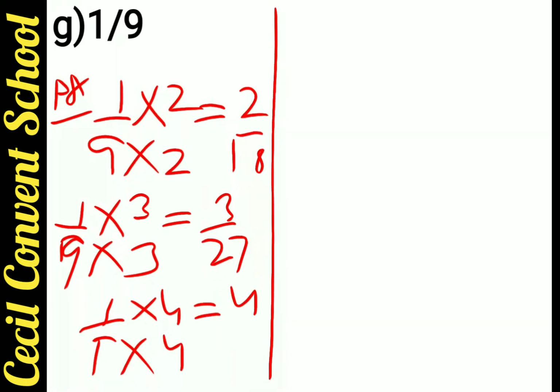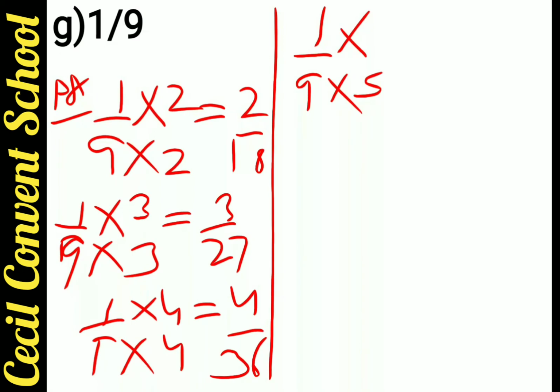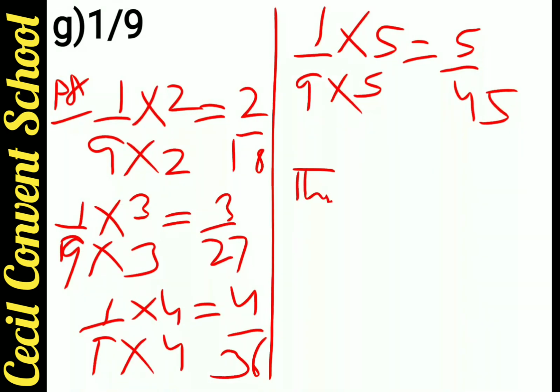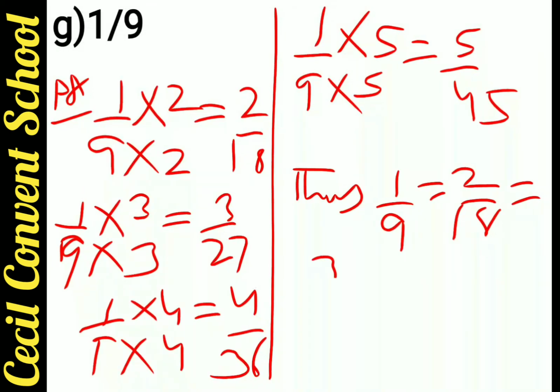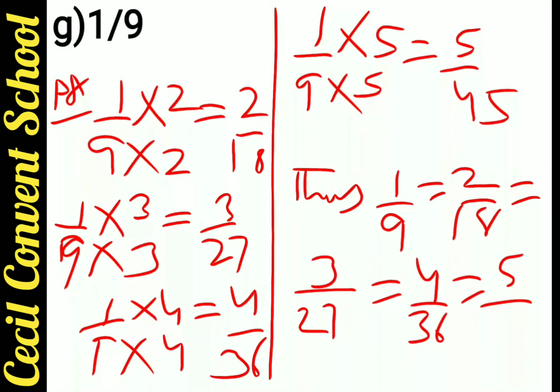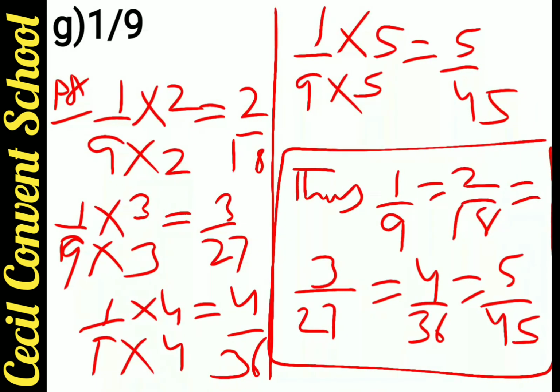Answer comes 4 by 36. 1 by 9 into 5, answer comes 5 by 45. Clear? So your answer will be thus: 1 by 9 is equal to 2 by 18 is equal to 3 by 27 is equal to 4 by 36 is equal to 5 by 45. This is your answer. Clear?